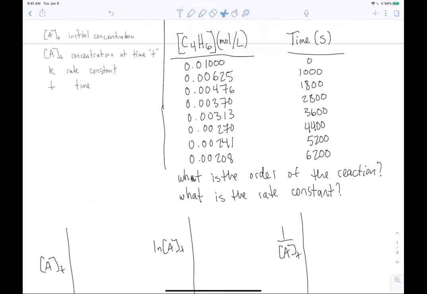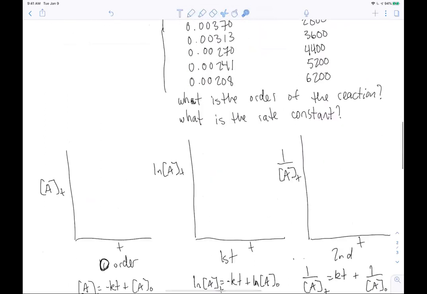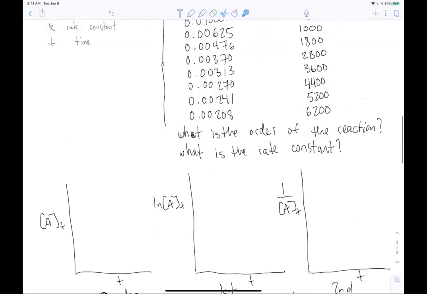I won't be able to plot all of these, but this is my original data. So for the zero order reaction, I would literally just take this and plot it here and look at the shape of it. If it's anything other than a line, then it's not going to be zero order.